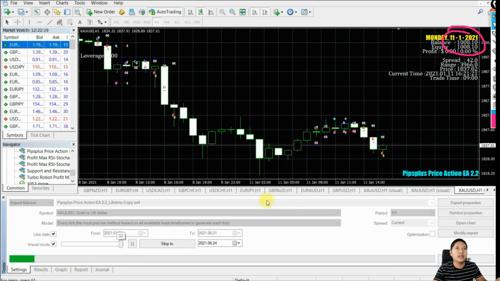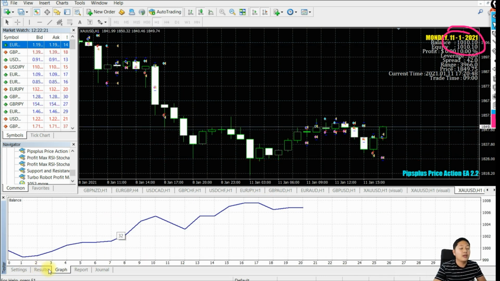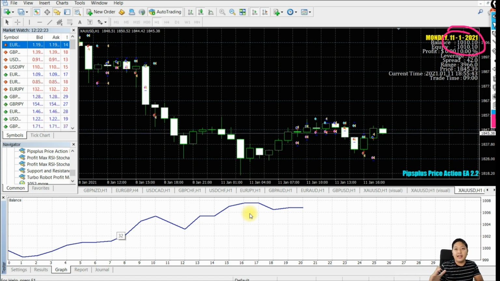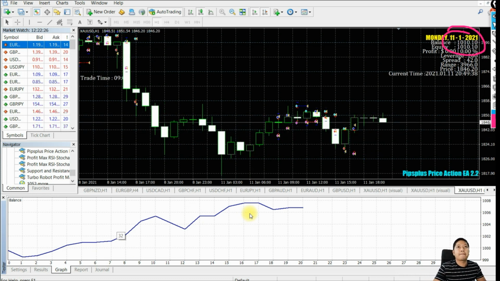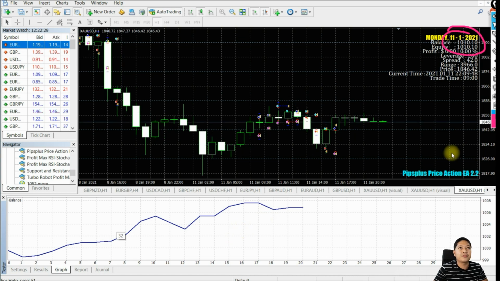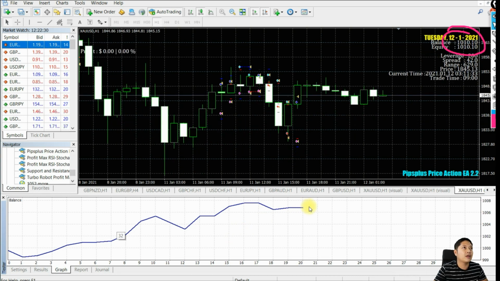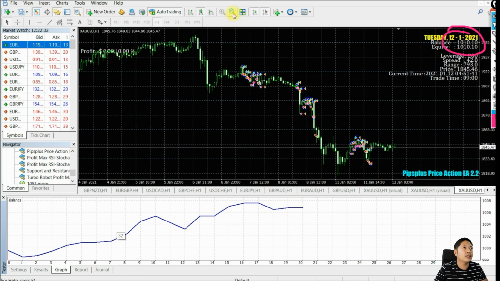Then you just continue and see how these settings go and how they work. As you can see, guys, it's just collecting money. It's just about how many days we are trading this.